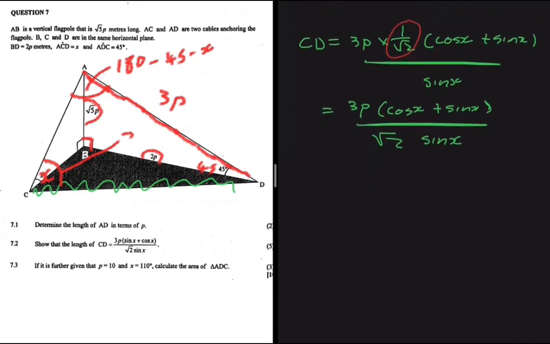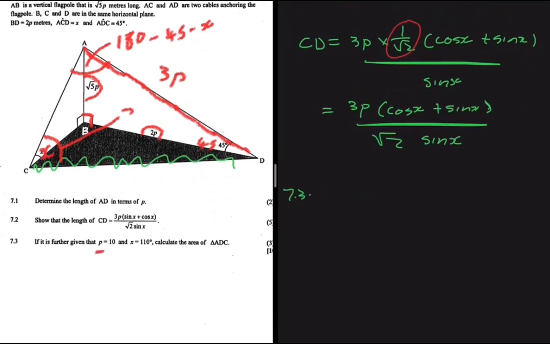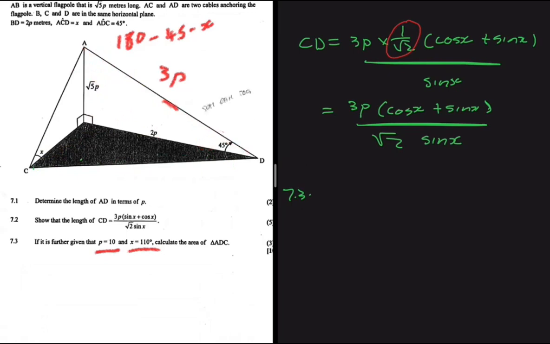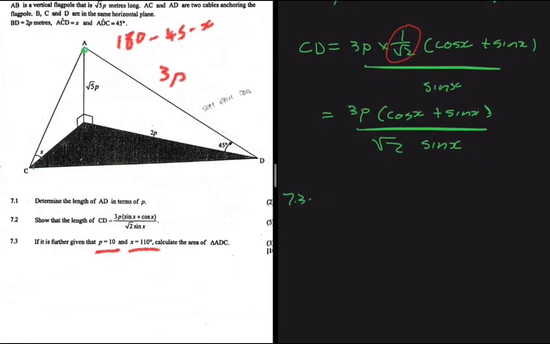Now let's do the last question. 7.3 is saying to us, if it is further given that p is equals to 10 and x is equals to 110 degrees, let's calculate the area of triangle ADC, right? The area of triangle ADC. Let me just erase a few stuff so that we can have a bit of clarity here. So we want triangle ADC. We are interested in triangle ADC, right?